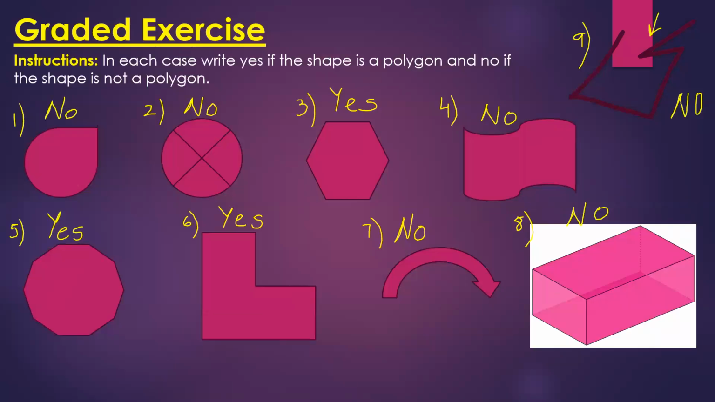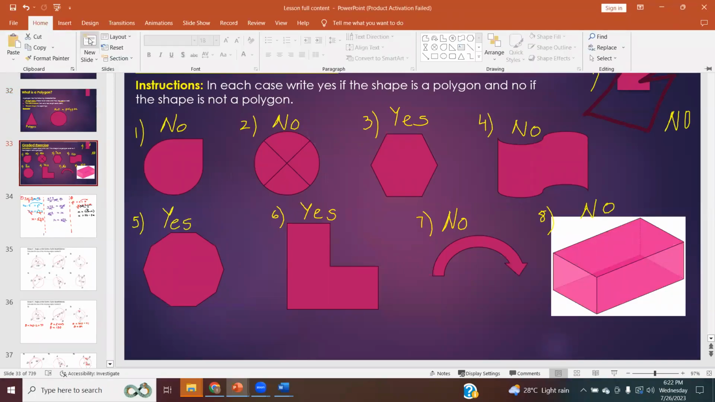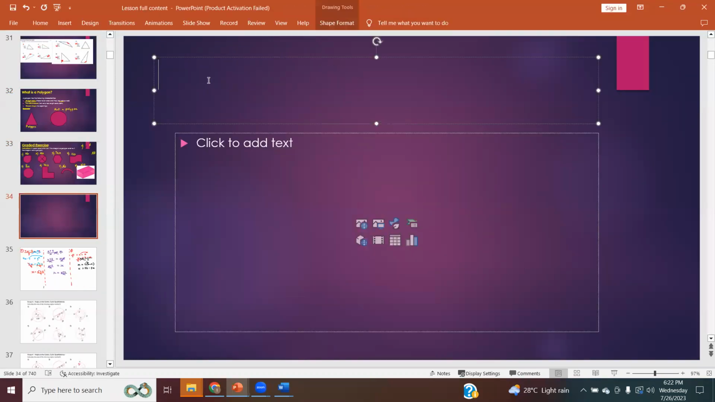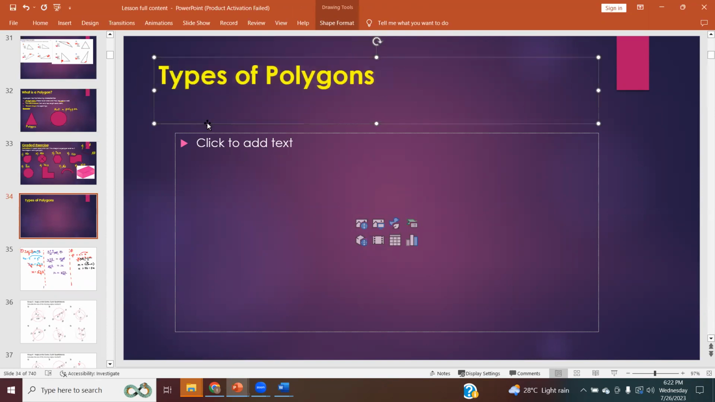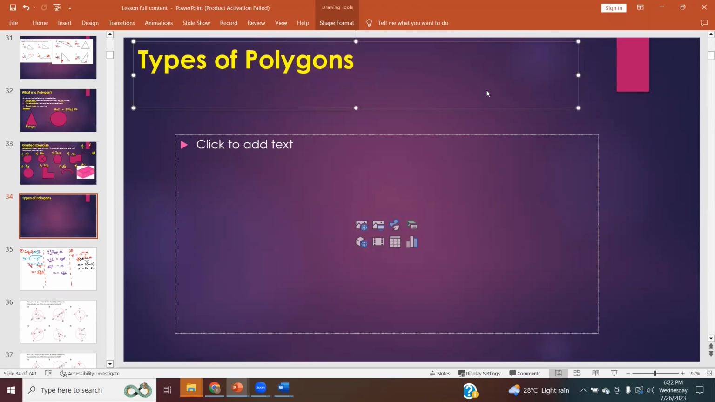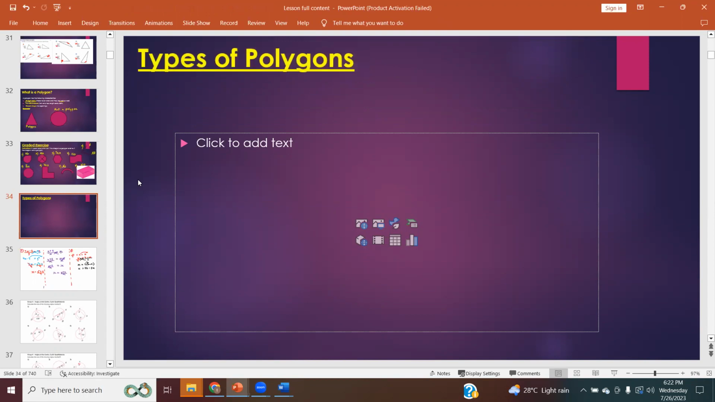So let's move on to the types of polygons. There are multiple, we're probably going to do about 10 of them. We all should be familiar with at least some of them. You have regular polygons and irregular polygons. What we're going to look at here is the classification of the regular polygons.